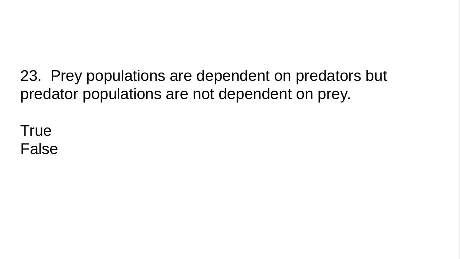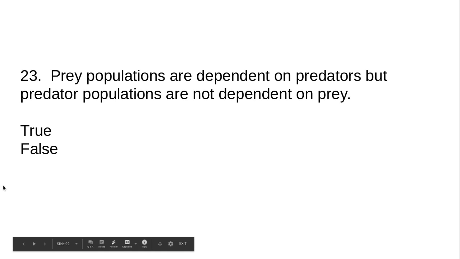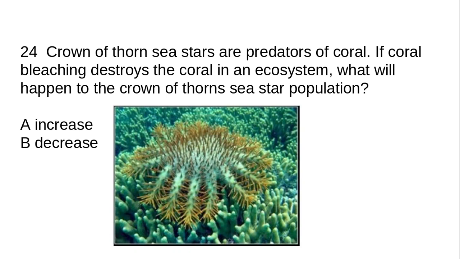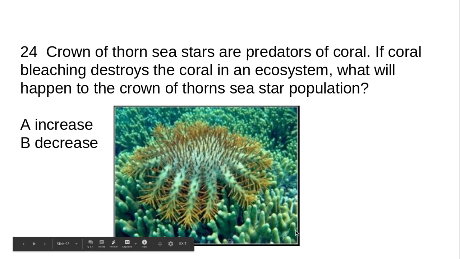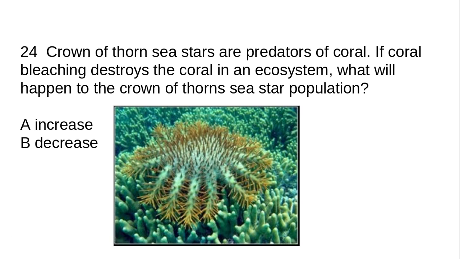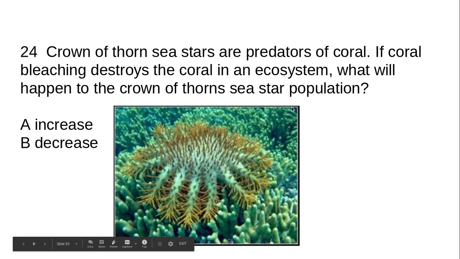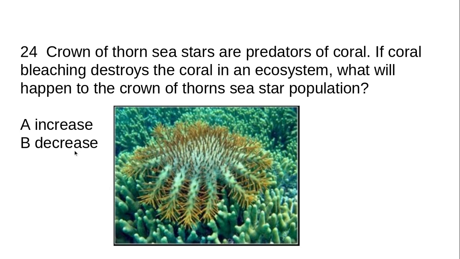Question 23. Prey populations are dependent on predators, but predator populations are not dependent on prey. That is false. They are dependent on each other. Question 24. A crown of thorns, which is a type of starfish, which we actually call sea stars, they're predators of the coral. So this type of sea star eats the coral. If coral bleaching destroys the coral, bleaching is destruction of the coral habitat, so meaning the coral is going to decrease. What's going to happen to the crown of thorns? They're going to decrease because they're not going to have as much food to eat. So the answer to 24 is B, decrease.